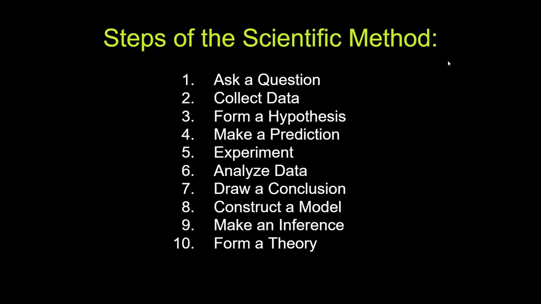So again, the steps of the scientific method, okay, a little bit different than what you may find online, but it's still pretty good. Number one, ask a question. Number two, collect data or previously known information about your question. Number three, form a hypothesis. Number four, make a prediction. Number five, conduct your experiment. Number six, analyze the data collected from your experiment. Number seven, draw a conclusion. Number eight, construct a model. Number nine, make an inference. And last but not least, number ten, form a theory. And that's where we'll end today.